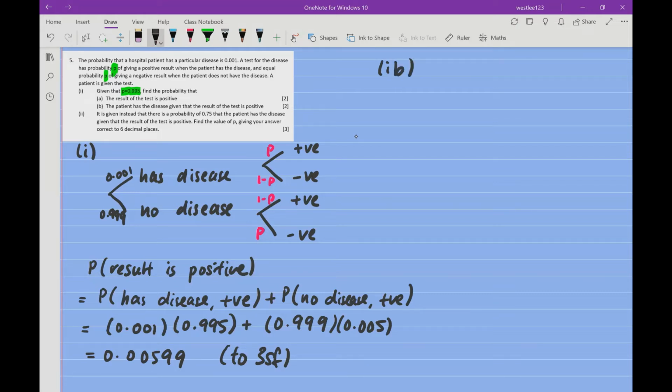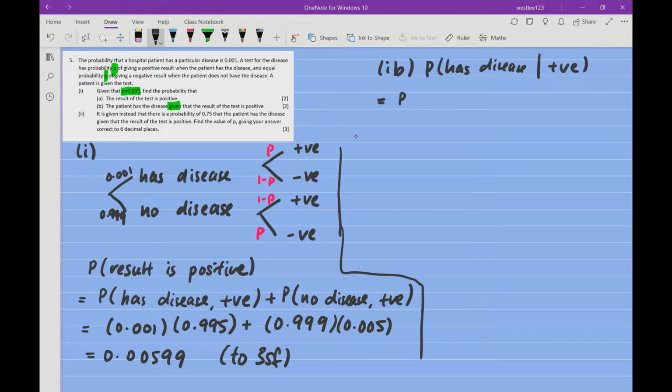Then for part 1B, the patient has the disease given that the result is positive. So this is a conditional probability question because that's the word given. All right, they give you information, they ask you the question. Probability that the patient has disease given that the test is positive.